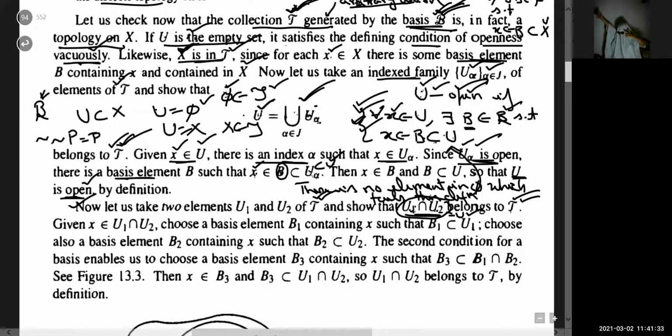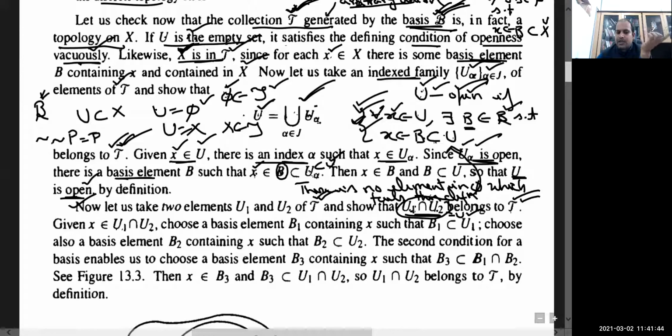Suppose X belongs to U1 intersection U2. Now I need to show that there exists at least one basis element B, which contains X and which is contained in U1 intersection U2. Since U1 is an open set, let me repeat this definition once again. Whenever U is an open set, then around every point of U, there exists at least one element from the basis which contains that X and which is contained in U.